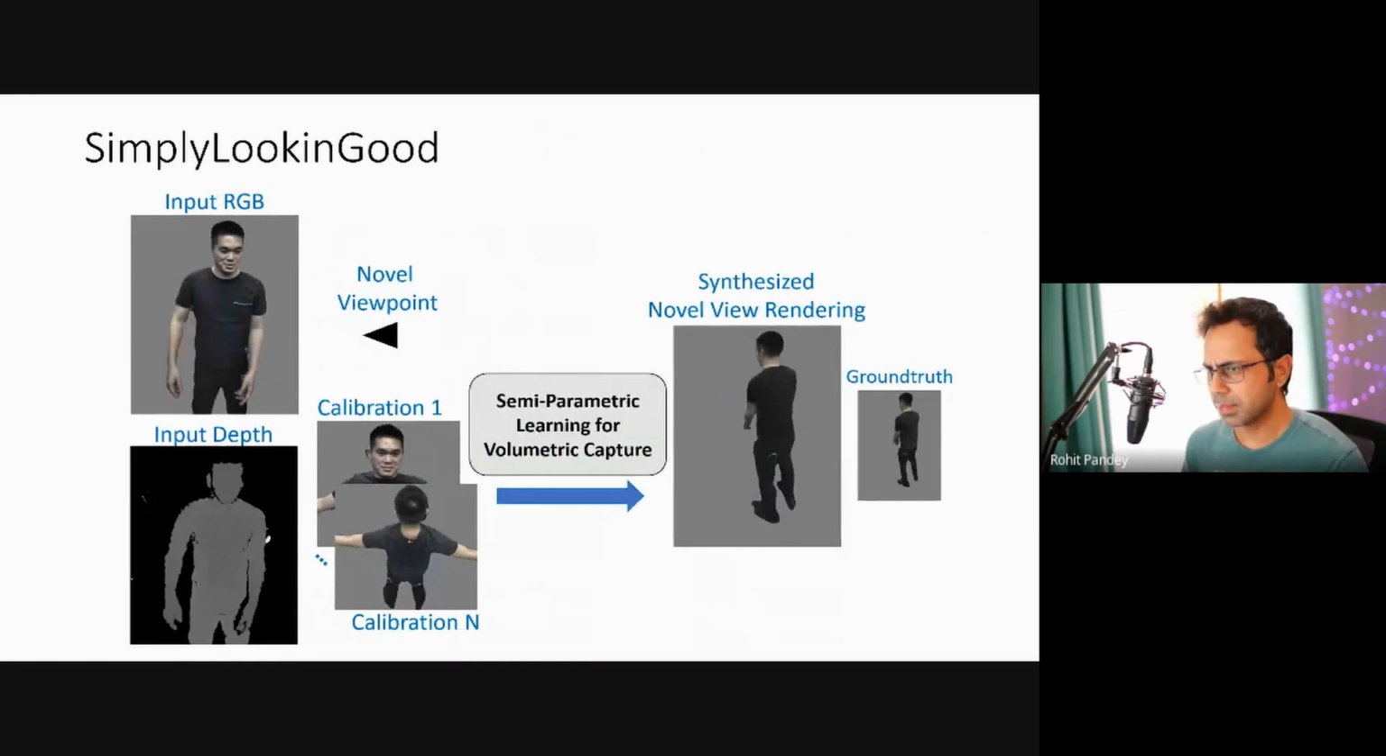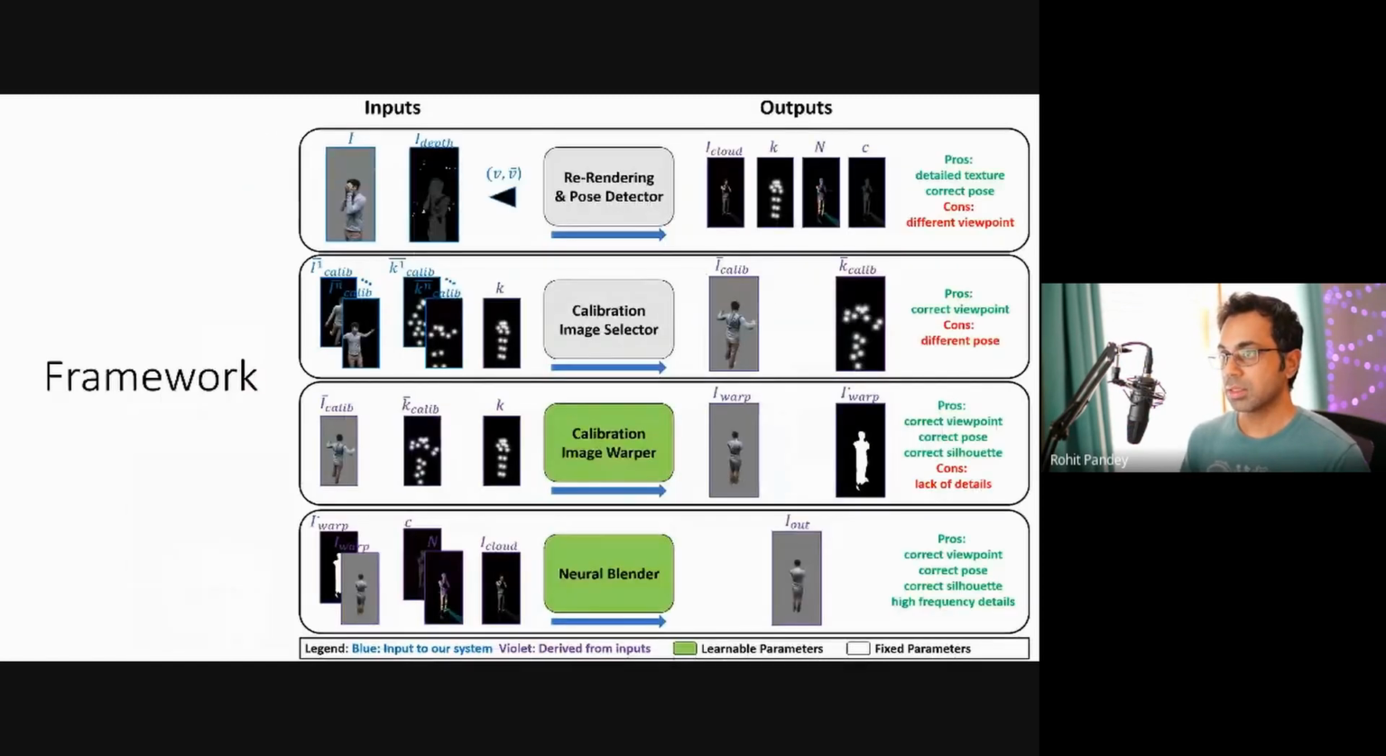So this was the pipeline: the input RGB and depth go in, along with the previously seen calibration sequence. The pose did not matter too much for the calibration sequence. And this goes into our system, and a novel viewpoint rendering is synthesized. So this pipeline had multiple stages.